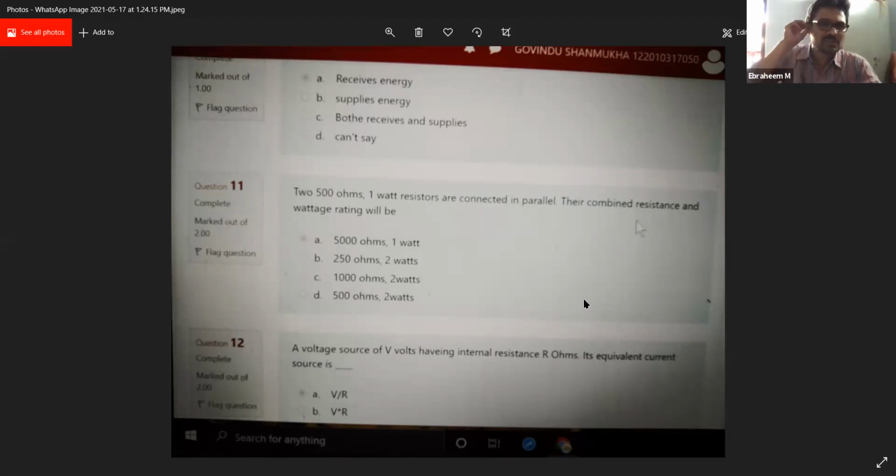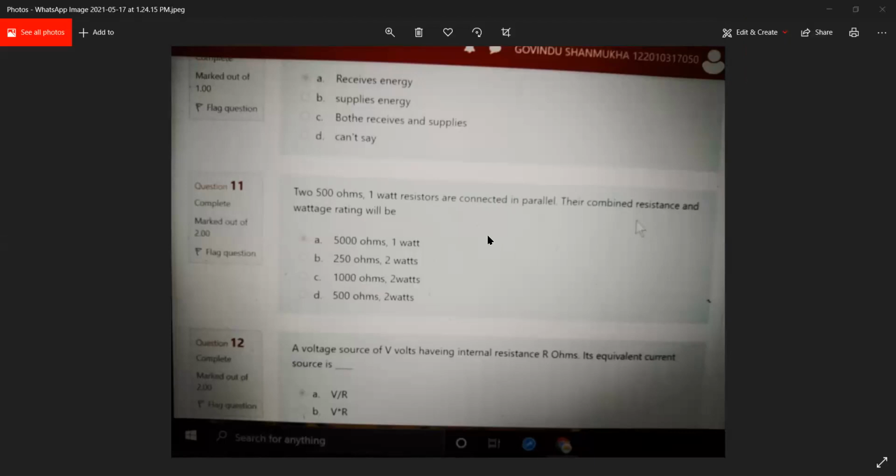Similarly, wattage. So each resistor is having how much wattage? 1 watt, sir. Right? In parallel, power is additive. Additive only, sir. So how much power it should be? 1 plus 1, 2. 2 watt. So 250 ohms and 2 watt. Simple.